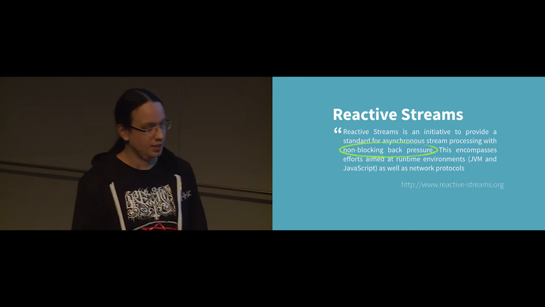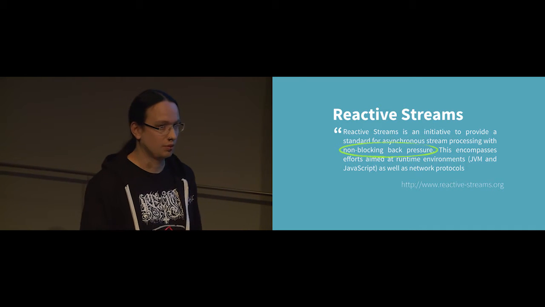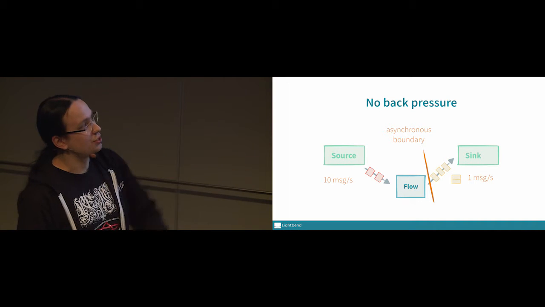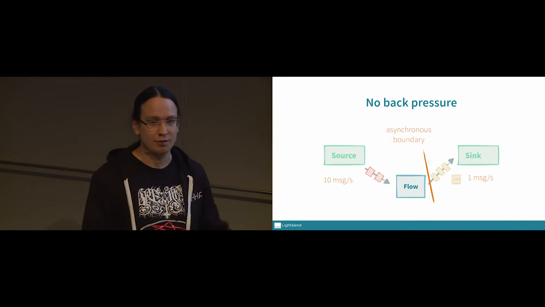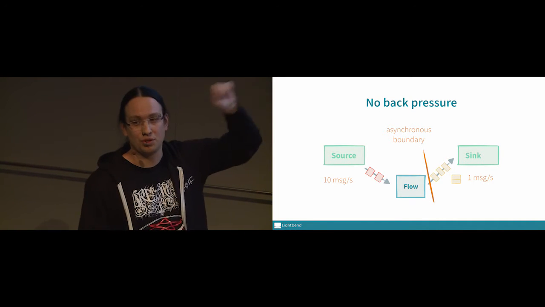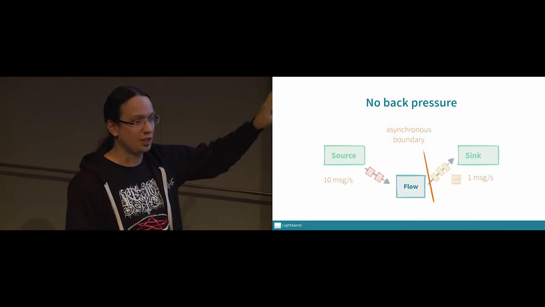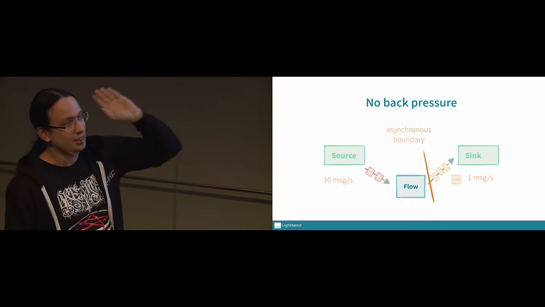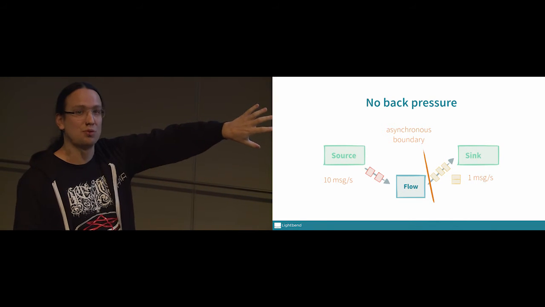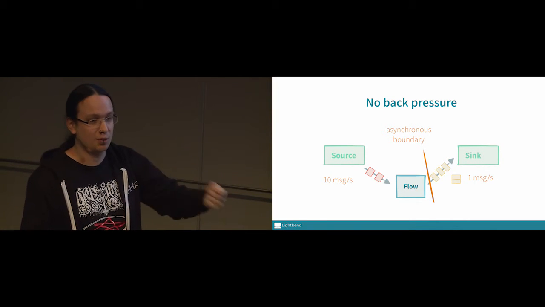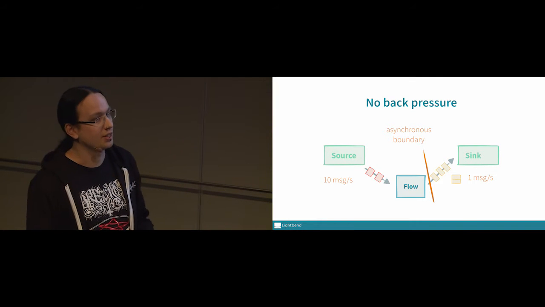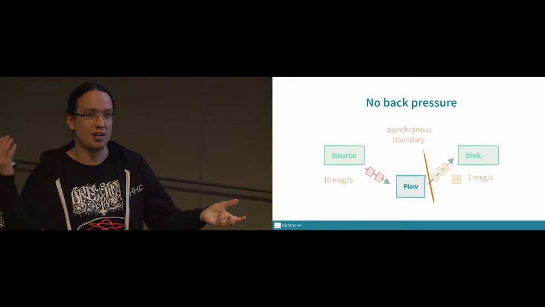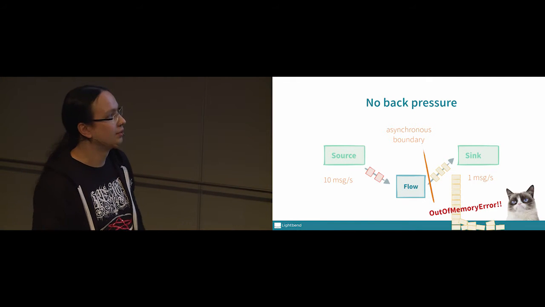And the coolest thing is the non-blocking part, right? So if we have an asynchronous boundary like this, and we have a faster producer than we have consumer, right? So we have a producer which gives us 10 messages per second. And then at the far end, we have something that consumes the events, but it can only accept one at a time, one per second, right? So this is a problem. We have a higher inflow than we can handle.